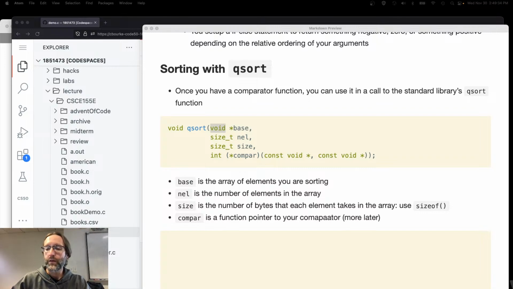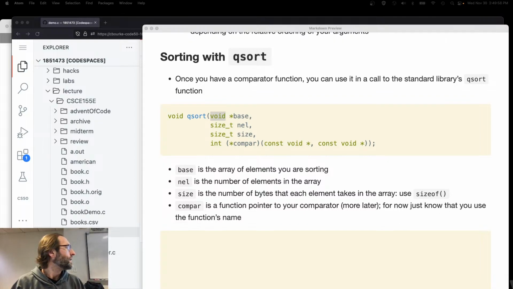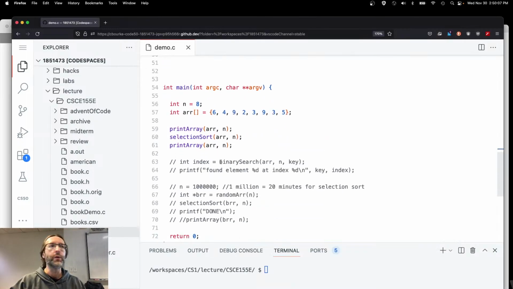Comparator. There we go. Comparator. Right. I don't think that you'll find that in any dictionary. It's a computer science thing, right? We invent terminology, we invent new words as needed, right? It's a function pointer to your comparator. For now, just know that you use the function's name, okay? We'll understand that on Friday when we go through more details on function pointers. For now, I want you to get used to using qsort.